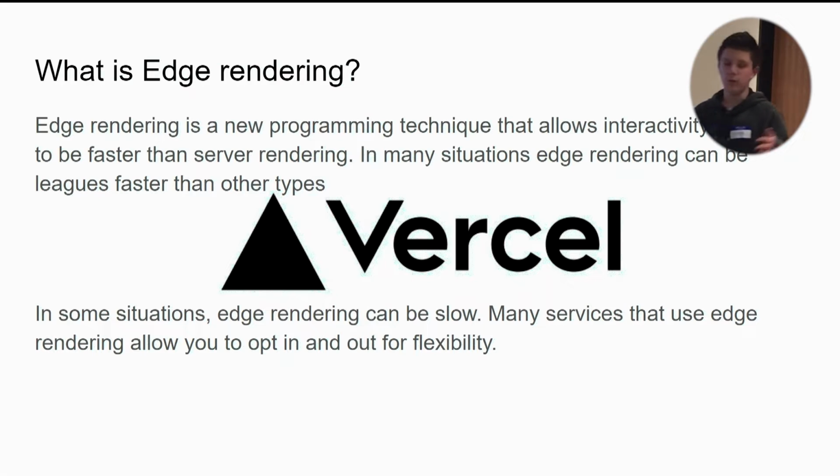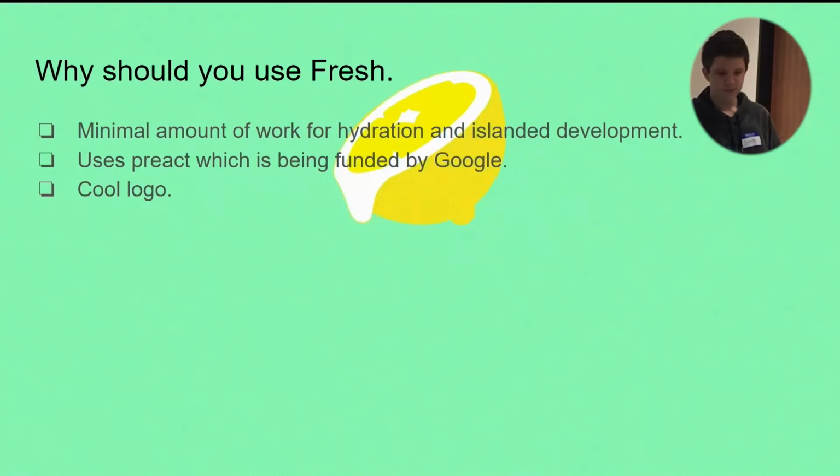Edge rendering does not work if you're trying to have the client download from a server or request stuff from a large server. It can become significantly slower, but that's why you can opt in and out for flexibility.